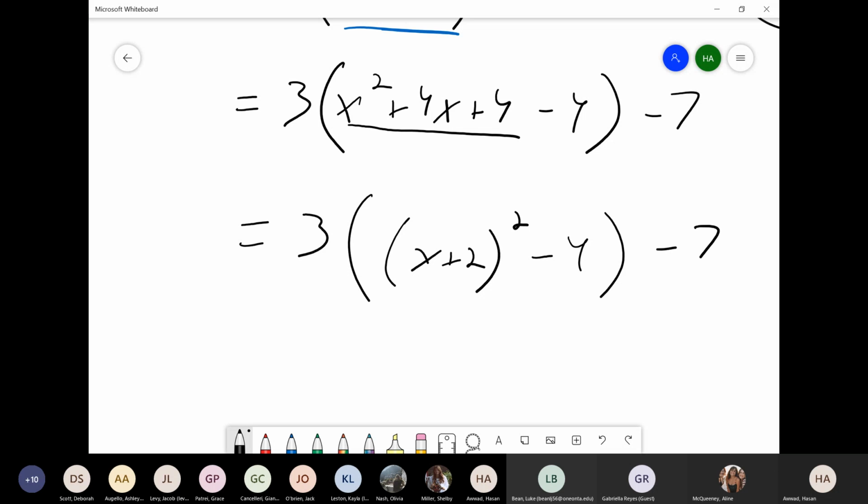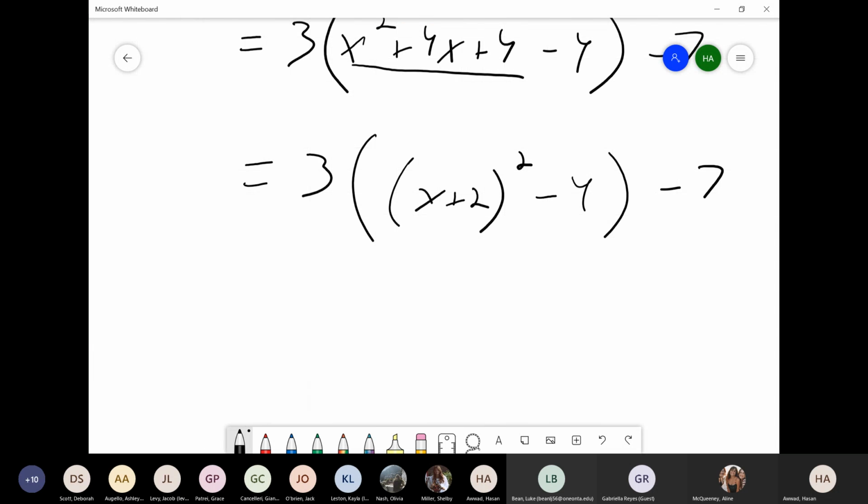And the last thing that we have to do here, just so that we can simplify everything, is we originally factored out the 3. Now I'm going to distribute that 3 back to this piece and back to the negative 4 that's hanging around on the outside. So this is going to be 3 times x plus 2 squared, and then 3 times the negative 4, which gives me negative 12, and then I still have that minus 7 on the outside.